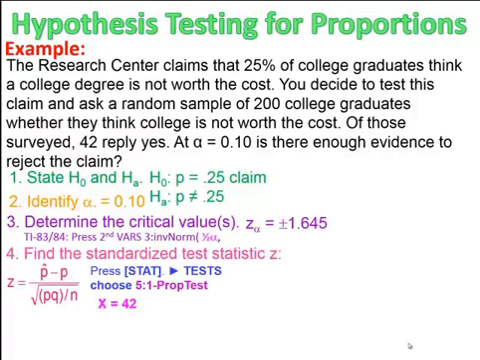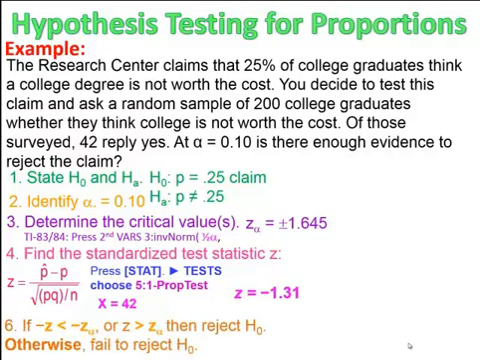So then we're going to find our test statistic, and in this case, our X value is given. We don't need to find the X value. They told us that 42 said yes. So we have our X value. We don't need to do the calculation. And then we're going to find our test statistic. So our test statistic is a negative 1.31.